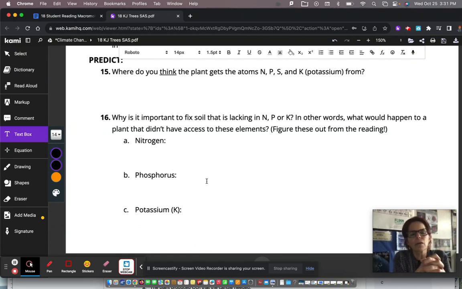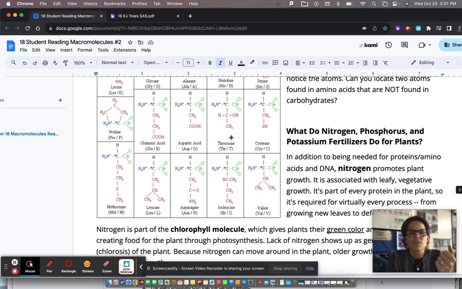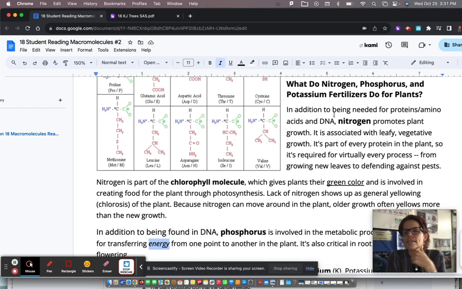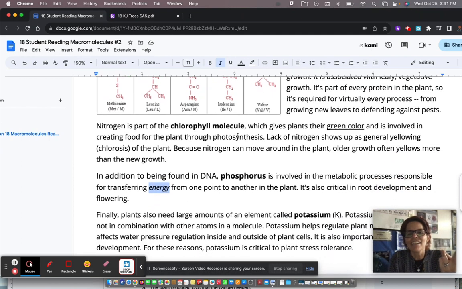So let's look at the reading. What would happen to a plant that didn't have nitrogen? So we've got a couple things that we know. Let's go back here. Nitrogen is needed for proteins and DNA, so it wouldn't have proteins or DNA. It's associated with leafy growth, so it wouldn't have good leaves. And who remembers what color it would turn? Nitrogen gives it their green color, so it would turn yellow.